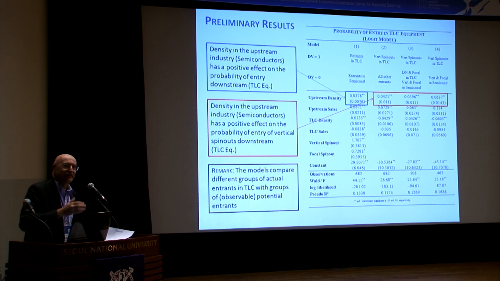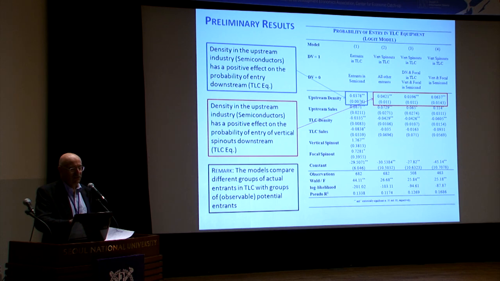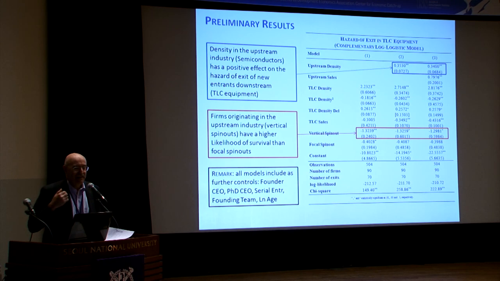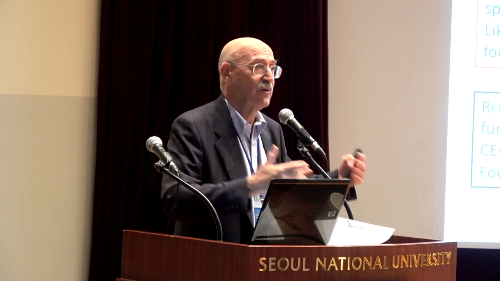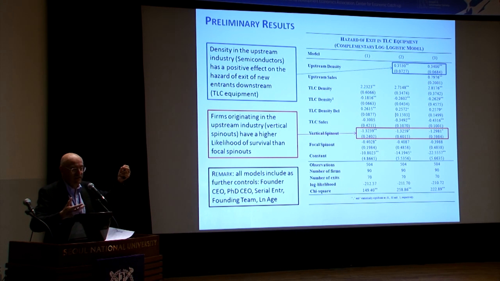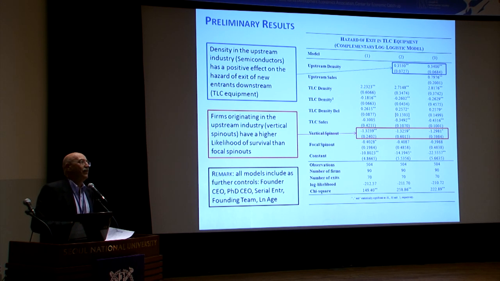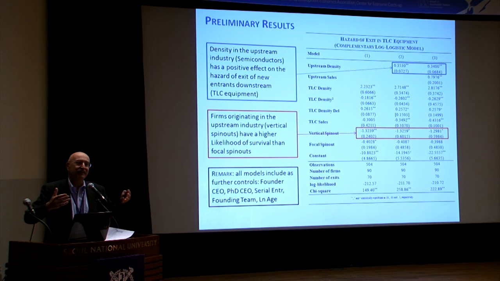So, in a sense, I just skip through. This is just our econometric analysis. Basically, we show that density in the upstream industry has a positive effect on the probability of entry downstream through vertical entrance, as one would expect. But then we also show that density upstream, in a sense, increases the hazard of exit, because the vertical entrants kick out the other firms in the industry, because they have a much better knowledge of key components and of the market in which they enter. So in a sense, firms originating in the upstream industry have a higher likelihood of survival as focal spin-outs. Well, you say this is econometrics, how are these dynamics taken into account?